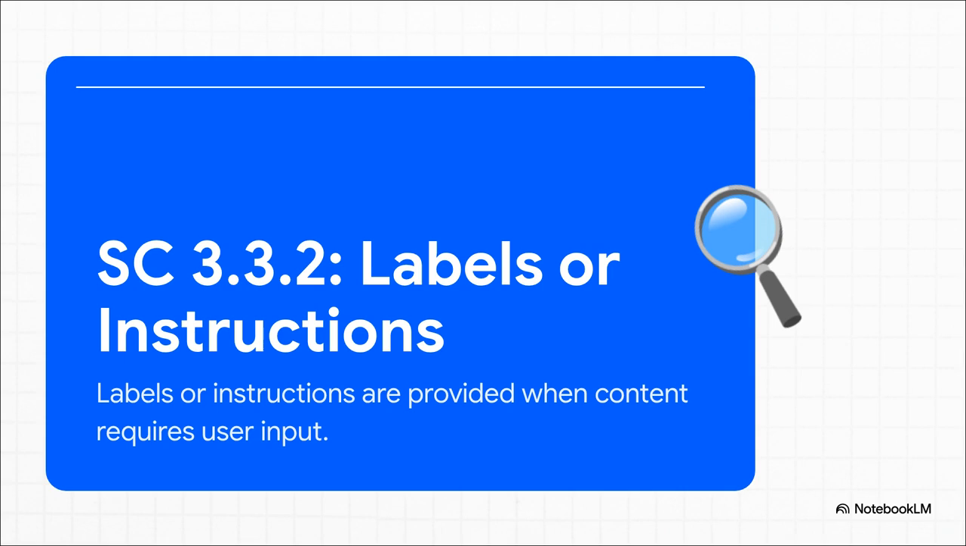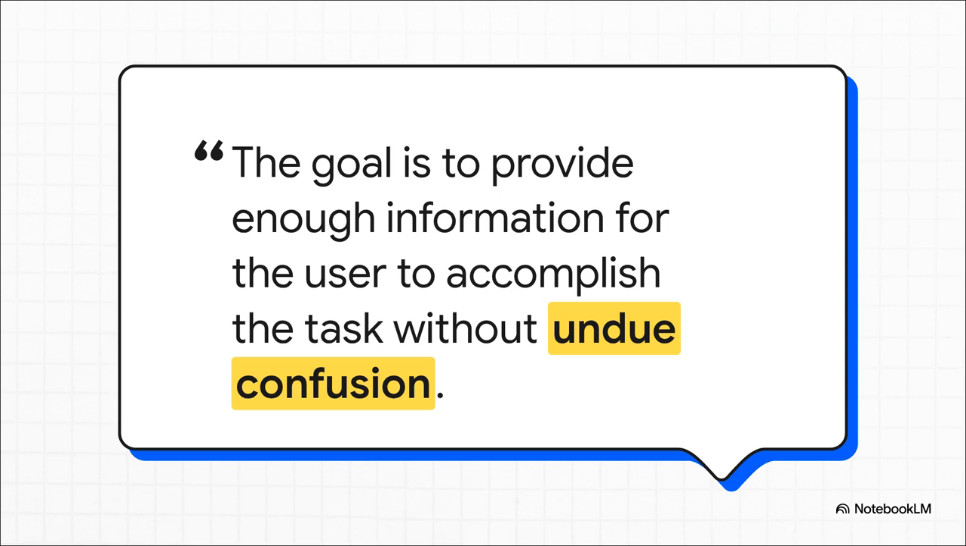All it really means is, if you want someone to type something into a box, you have to tell them what you want them to type. It's pretty much the digital version of labeling the salt and sugar shakers in your kitchen. But what's really cool here is the why behind the rule. This isn't about cluttering up the page with text. It's about respecting the user's time and energy. The whole point is just to give people enough info so they can get the job done without getting confused or frustrated.